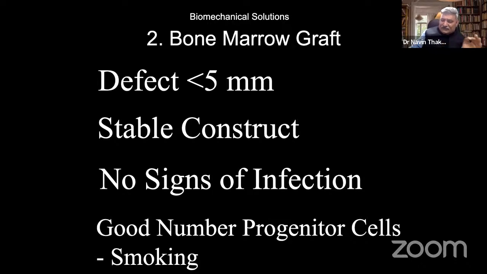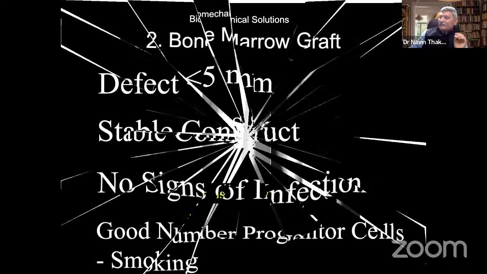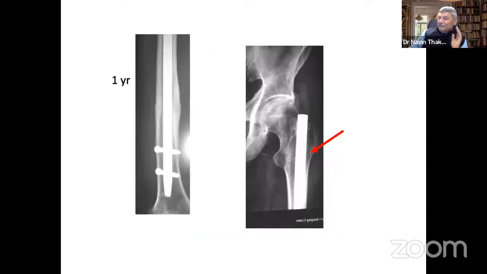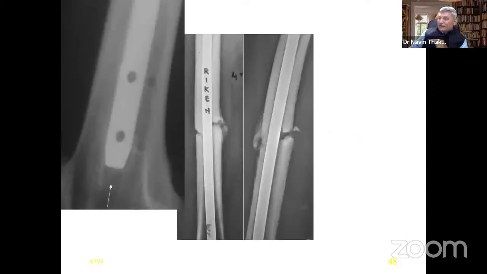As Dr. Jawahar Jethwa said, a good number of progenitor cells, no smoking. For smokers, this will not help. So these are the prerequisites before doing this in such cases where there is a dilemma of whether to do dynamization or not. So now another case, these are the slides from Dr. Tanna sir. Day one before dynamization, 3 months post-op dynamization, 7 months. So dynamization helps. And you can see here, the sir has shown beautifully at 1 year.